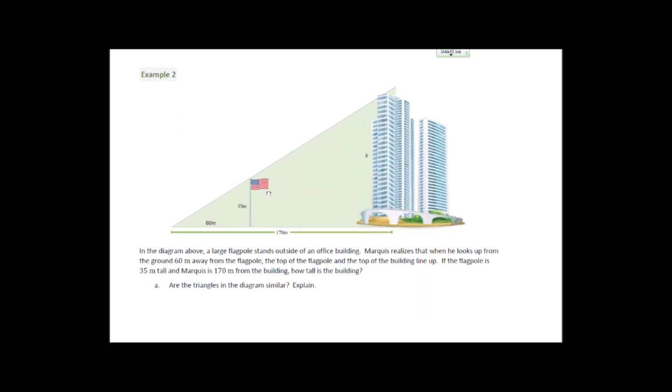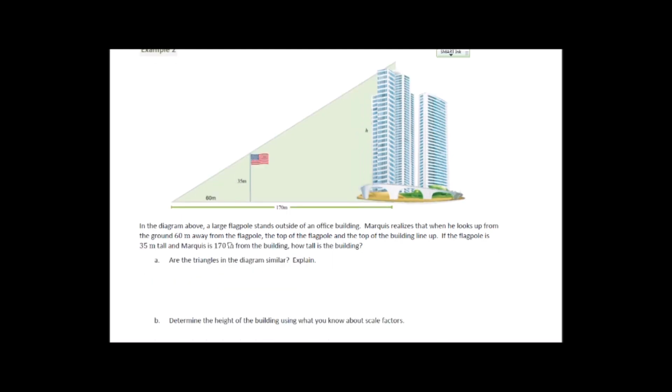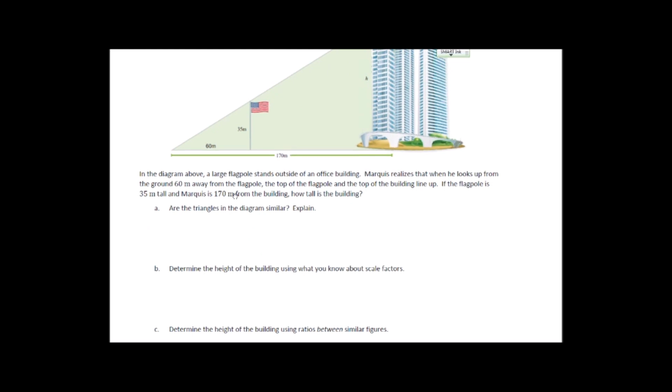Now the last problem in this video is example 2, which looks very similar to me to the tree and flagpole problem. Here's a building and flagpole problem, but it starts off by saying, in the diagram above, a large flagpole stands outside of an office building. Marquise realizes that when he looks up from the ground 60 meters away from the flagpole, the top of the flagpole and the top of the building line up. If the flagpole is 35 meters tall and Marquise is 170 meters from the building, how tall is the building?